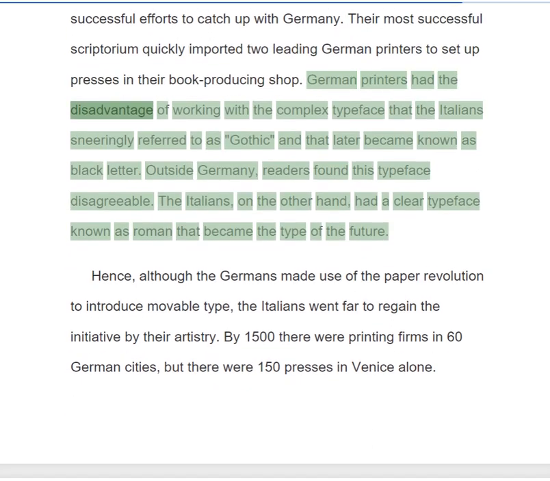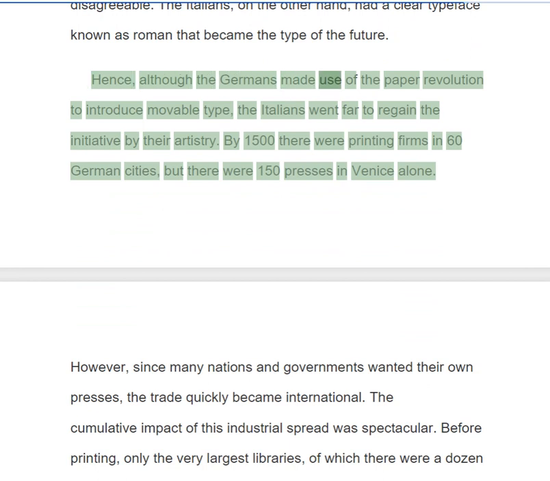German printers had the disadvantage of working with the complex typeface that the Italians sneeringly referred to as Gothic and that later became known as black letter. Outside Germany, readers found this typeface disagreeable. The Italians, on the other hand, had a clear typeface known as Roman that became the type of the future. Hence, although the Germans made use of the paper revolution to introduce movable type, the Italians went far to regain the initiative by their artistry.